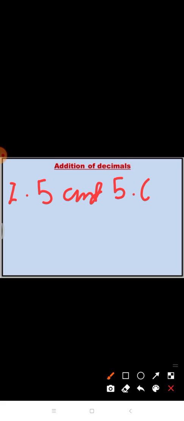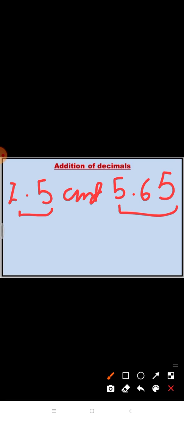We have 2.5 and 5.65. Now students, first step is change the decimals to like decimals. And here, if we notice, the decimals are unlike decimals. Now we have to change them into like decimals.